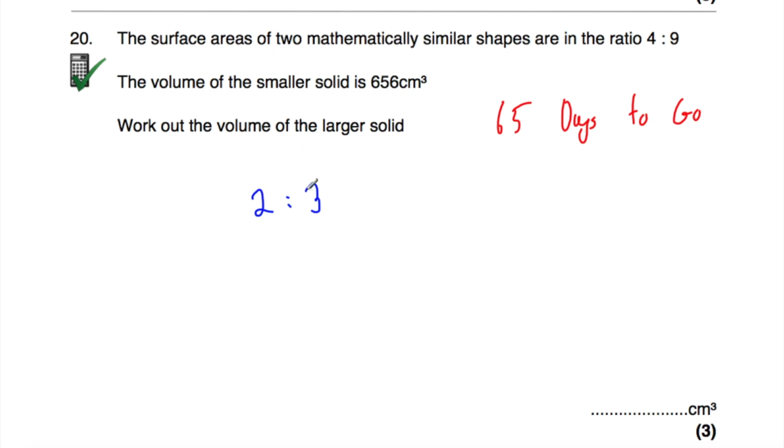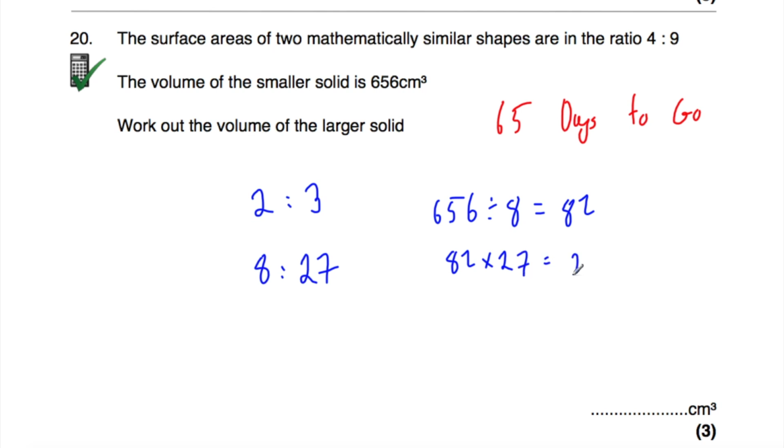Then in terms of the volumes, if we cube those, that'll give us the ratios for the volumes. So 2 cubed is equal to 8 and 3 cubed is equal to 27. So the volumes of these shapes are in the ratio 8 to 27. In other words, for every 8 centimeters cubed of the smaller one, that's equal to 27 centimeters cubed of the larger one. So we take the volume of the smaller one, 656, divide by 8, then multiply by 27 and we'll find the volume of the larger one. So 656 divided by 8 is equal to 82, and then 82 multiplied by 27 is equal to 2,214 centimeters cubed. And that's it. That's the volume of the larger solid.